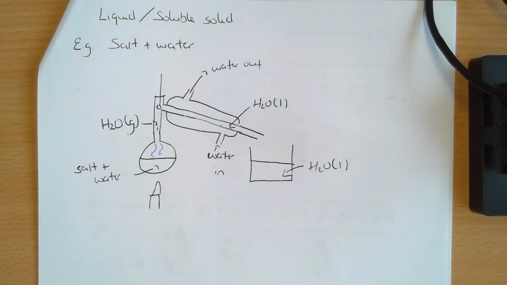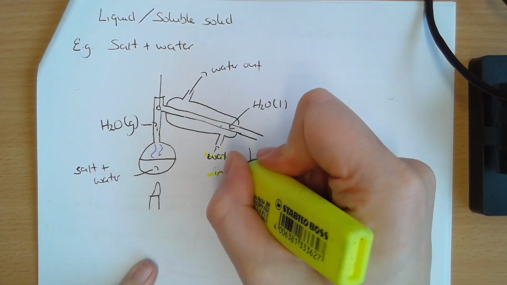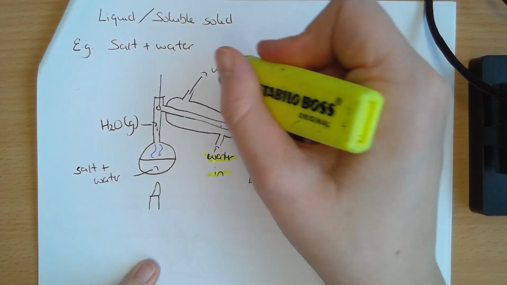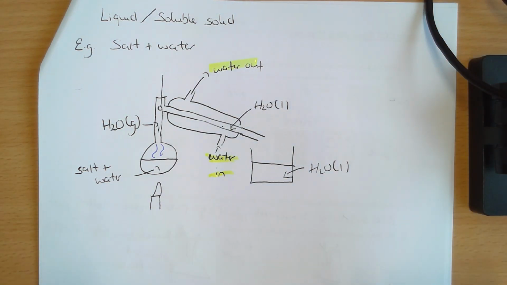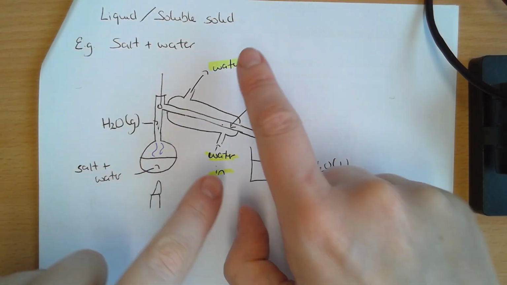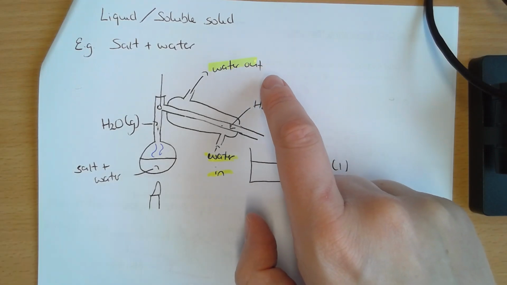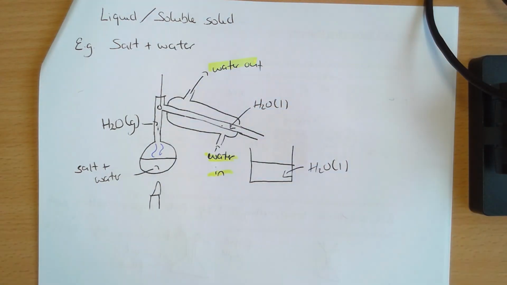I'll put this on your carousel, okay? But the water goes in at the bottom, they've asked that before, and comes out at the top from the condenser. There was one question where they had the labels the other way around and they asked you what mistake had been made. So in at the bottom, out at the top.